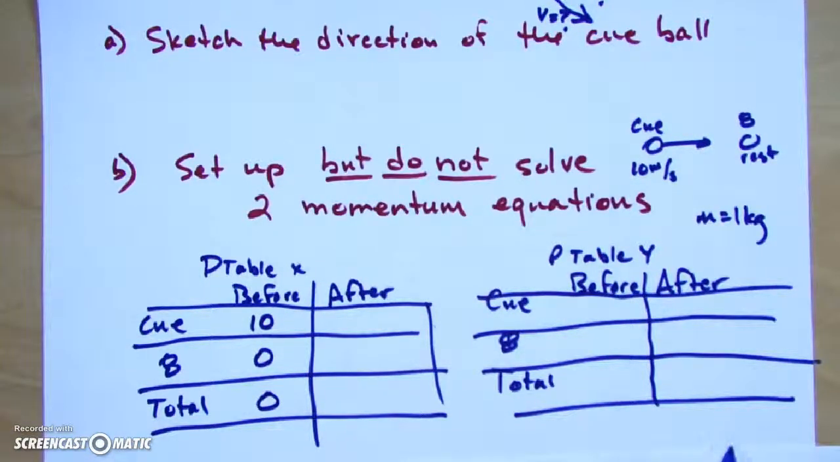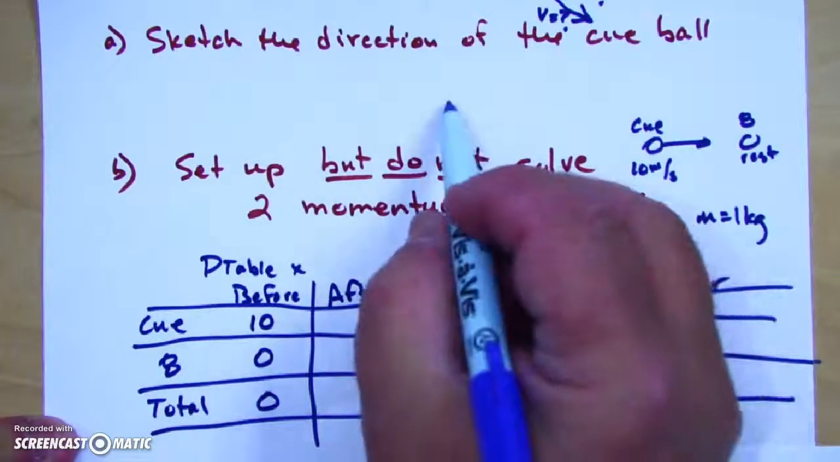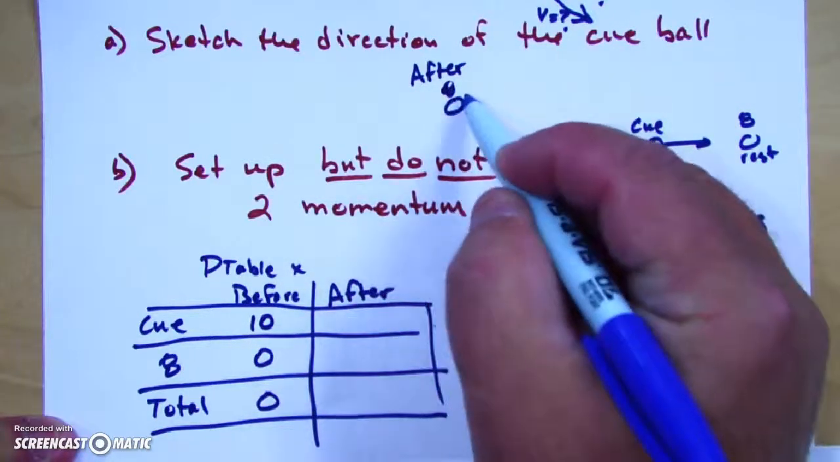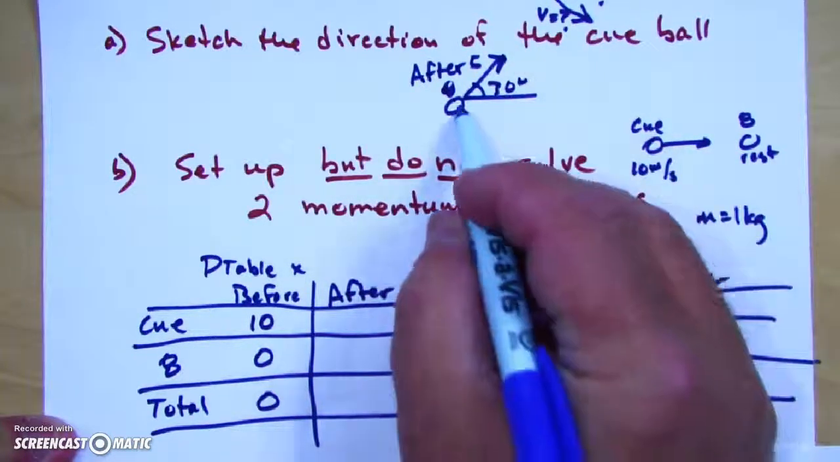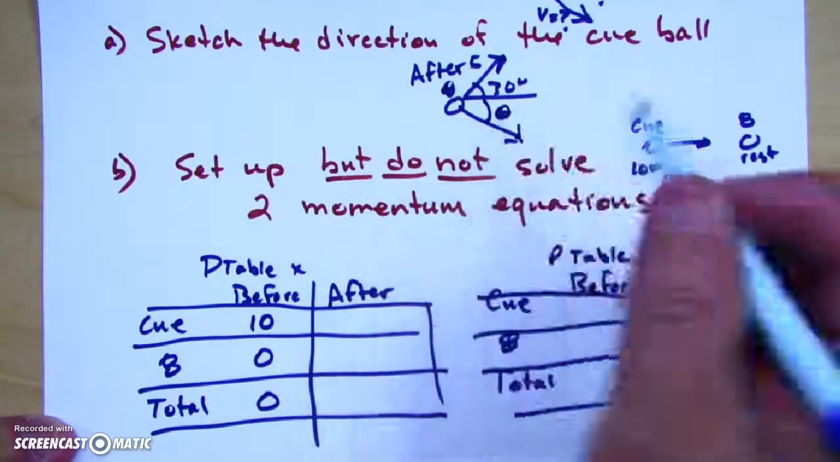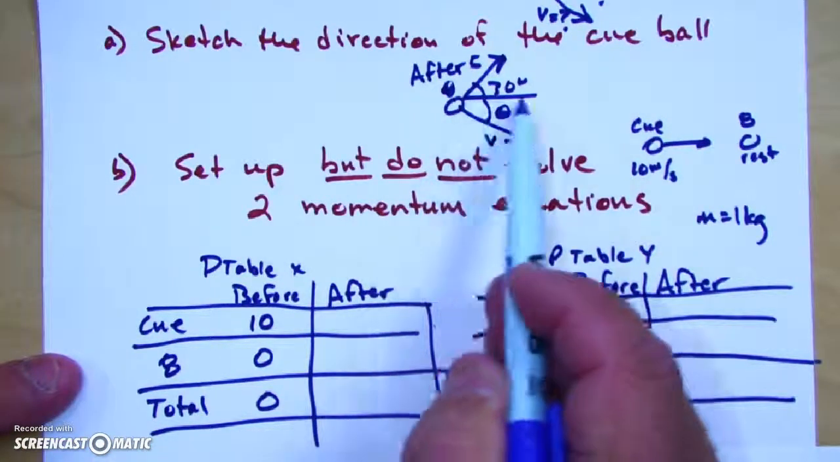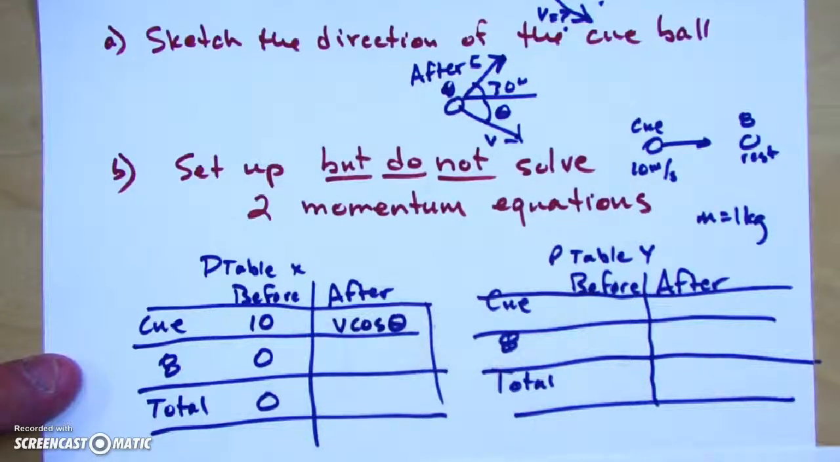Now afterwards is where it gets a little bit stickier to do this. Afterwards, this is my after case. This is the 8 ball. The 8 ball goes 5 meters per second at 30 degrees. The cue ball comes down here at some theta we don't know, and a v we don't know. So the key thing though is it's the x direction of this. So it's going to be v times the cosine of theta. Now I don't know either one of those, so I just have to leave it there.